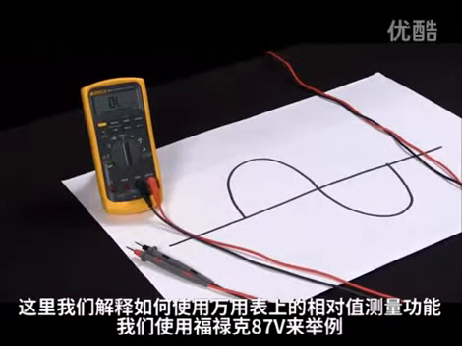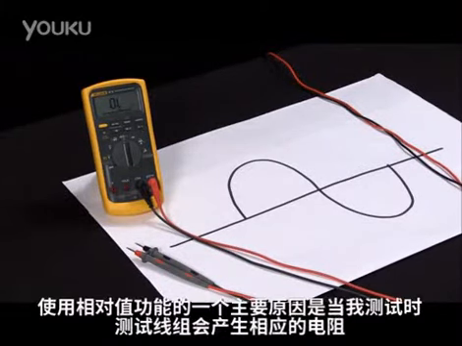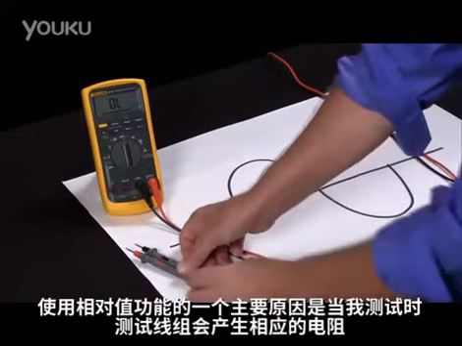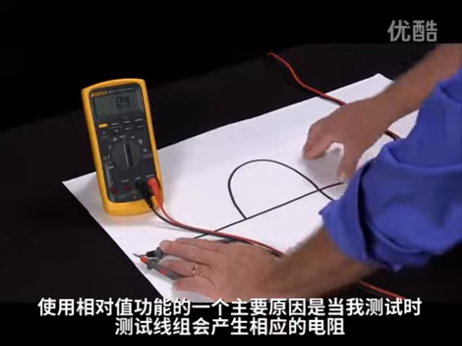We're here to explain the delta or relative function that you'll find on meters, and we're using the Fluke 87.5 as the example. One of the main reasons for the delta or relative mode is when I have a set of lead resistance on test leads.